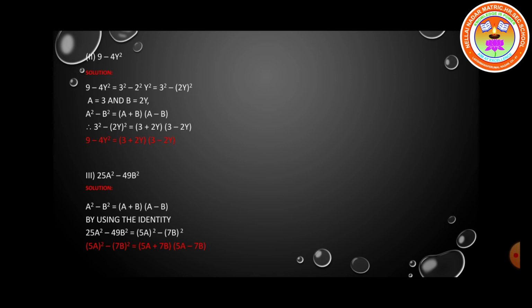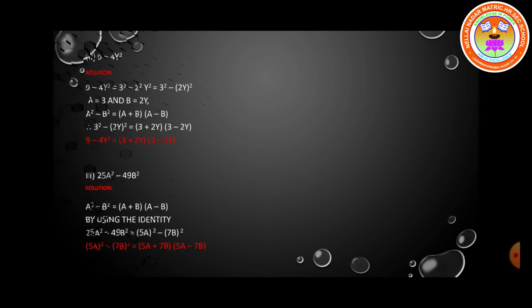Next, third sum: 25a square minus 49b square. Using the identity a square minus b square is equal to (a plus b) into (a minus b), a is equal to 5a and b is equal to 7b. How do we write that? (5a plus 7b) into (5a minus 7b). Can you understand, all of you?